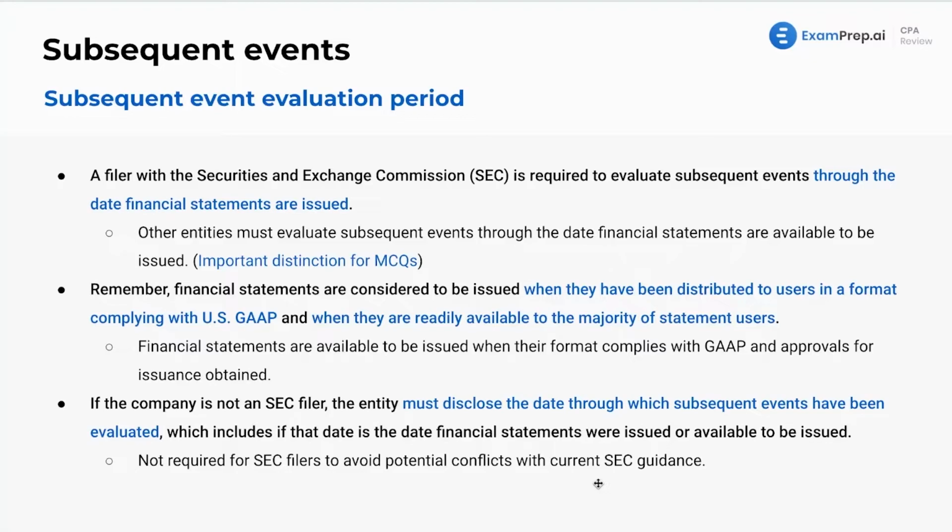So just to recap there, SEC filers have a restriction of needing to evaluate through the issuance date, but they do not have to disclose the date, whereas the non-filers evaluate through the date they are available to be issued, and the non-filers need to disclose the date. And this is because SEC guidelines are a lot more strict. Like, they have their own dates they need to follow. So it doesn't want to conflict with SEC rules. Whereas if you don't follow the SEC, you don't really have extra rules to follow. So you can specify that and it wouldn't really mess anything up there.